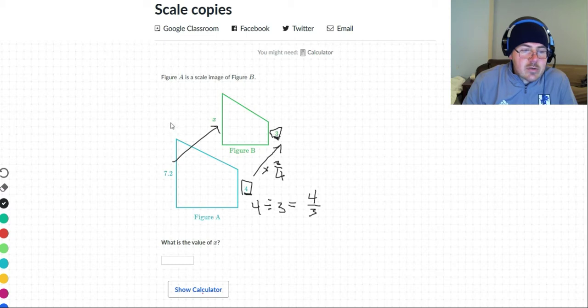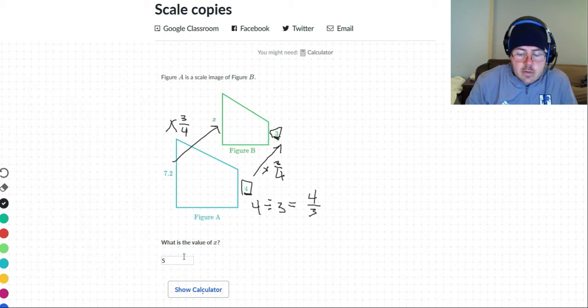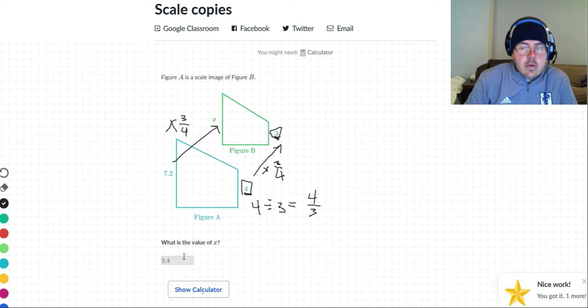So what's 7.2 times 3/4? Now, they go ahead and give you a calculator button. So here's what we're going to do. We'll take 7 and 2/10, that's 7.2. We'll multiply by 3, and we'll divide by 4. And it gives us 5 and 4/10. And that's the correct answer.